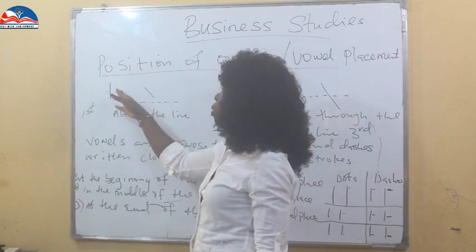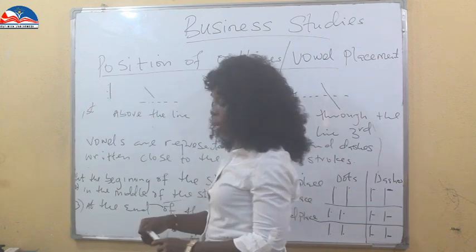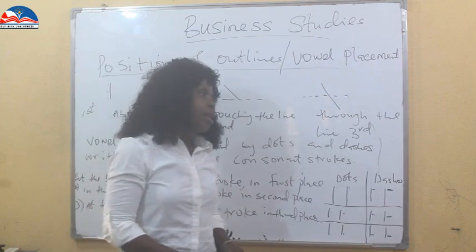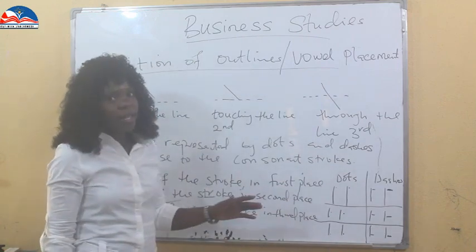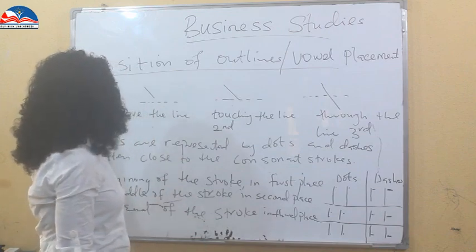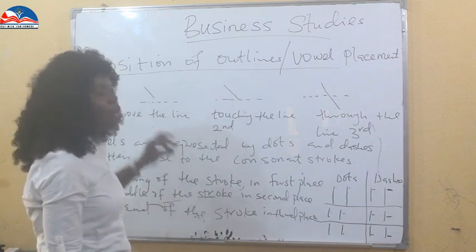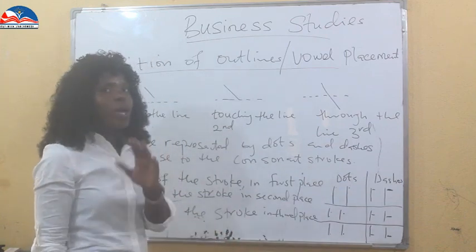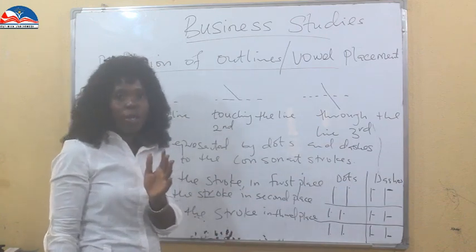Okay? Or the consonant later. So let's go to vowels. I told you that they are represented by dots and dash. And the same way we have our first place, our second place, and our third place in outline writing, so also we have in our vowel positioning.